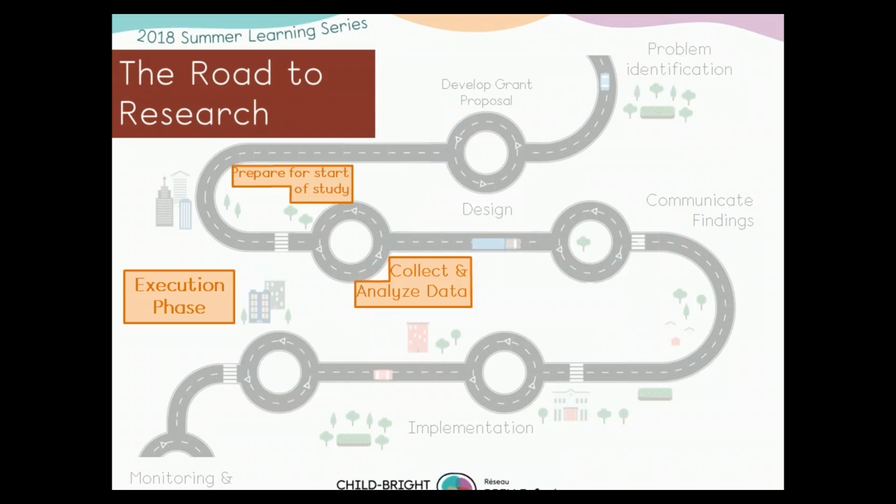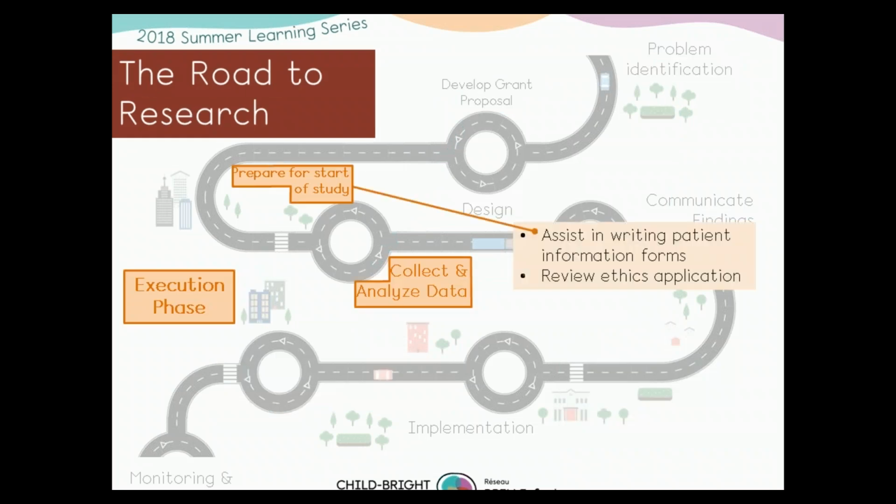So moving from the preparatory phase to the execution phase, patient partners can, at the start of the study, assist in helping to write patient information forms, where they relay details of the project, what's going to be studied, how it's going to be studied, and ultimately how it is communicated to be more accessible to a lay audience. And again, patient input can be critical in reviewing ethics applications and ensuring that what is being proposed would be accepted by the patient population.